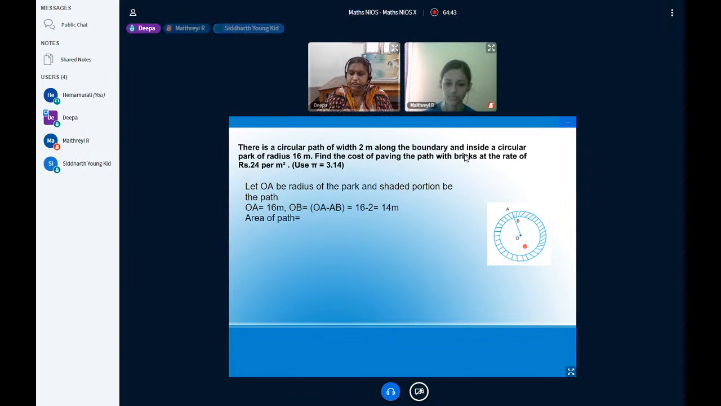What is the formula to find the area of the path in the circle? Area of the outer circle minus area of the inner circle. What is the formula for the area of a circle? Pi r square. So we have two radii. The first radius is 16, that is OA, and the second radius is OB, that is 14 meters. So pi into 16 square, minus area of inner circle, pi into 14 square.